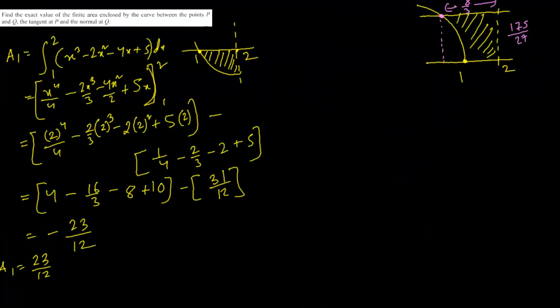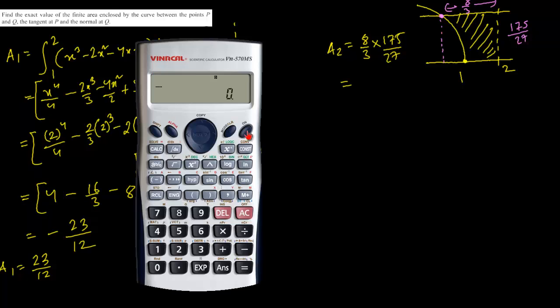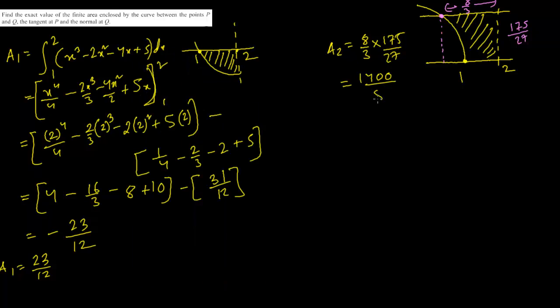So the first thing that we have to do is find the area of the rectangle. Let me call this area 2. So area 2 is length into breadth, 175 by 27, and that turns out to be 8 by 3 times 175 by 27. That is 1400 by 81. Okay, now the region here.